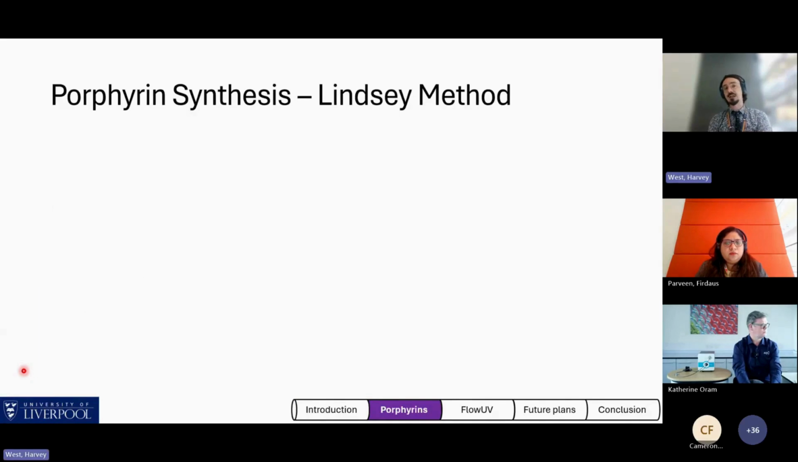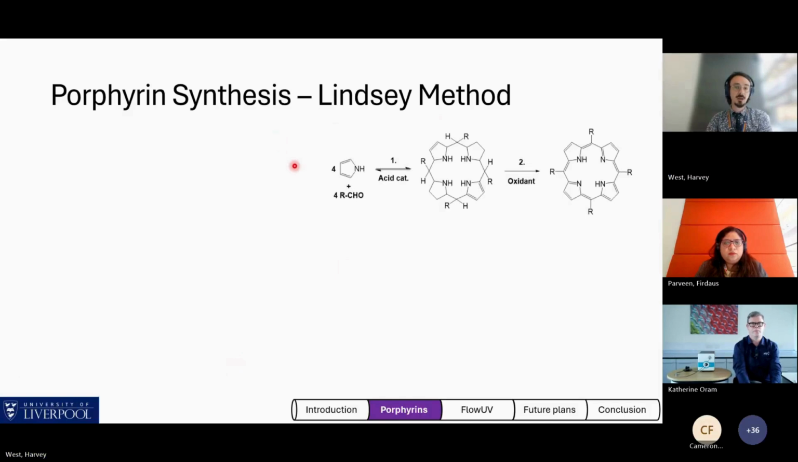So I'm secondarily a porphyrin chemist, something that gives me a deep synergy with the lovely Kerry from Asynt. And I work predominantly with a Lindsey method transitioned into flow, summarized in this lovely simplified reaction scheme here.